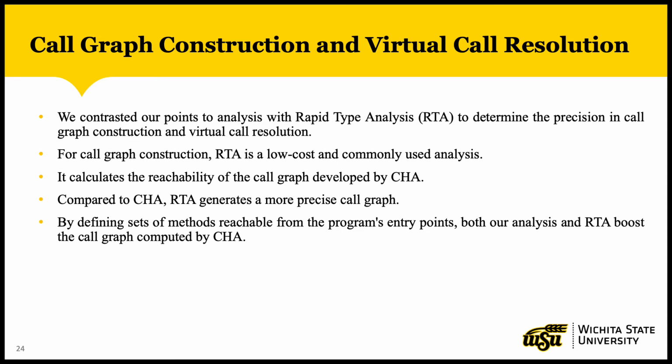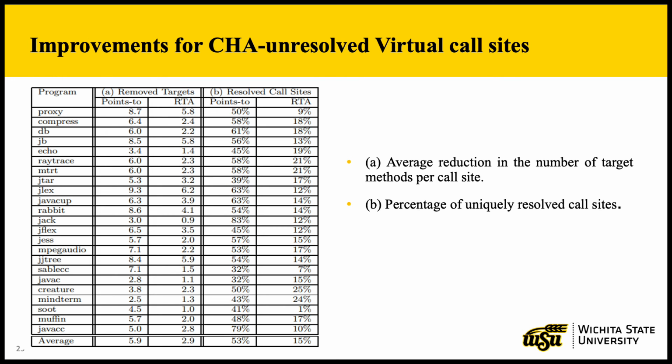On average, the call graph computed by the analysis has 14% fewer nodes than the call graph computed by RTA. This reduction allows subsequent analyses and optimizations to skip ignored portions of the program. Here in the table, the first section shows the average differences, and the second section shows the percentage of call sites that were resolved to a single target method.